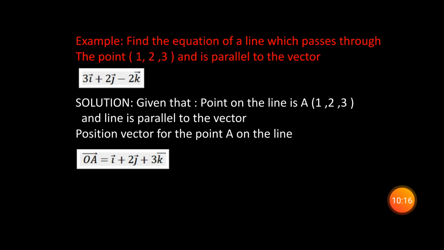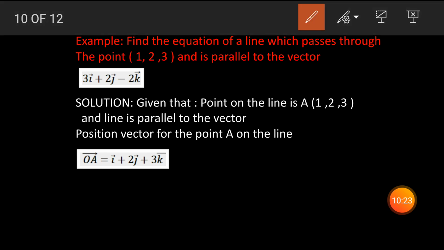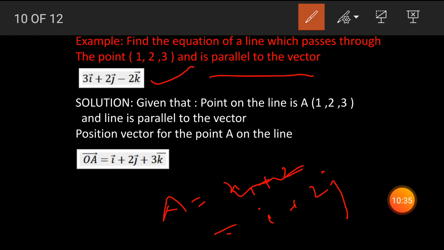Now let us discuss an example. Find the equation of a line which passes through the point (1, 2, 3), that is point A, and is parallel to a vector which they have given. A point is this, then you can write x1, this is i, this is 2j, and this is 3k. So this is our vector A. Okay, and now the vector parallel to it is given to us.